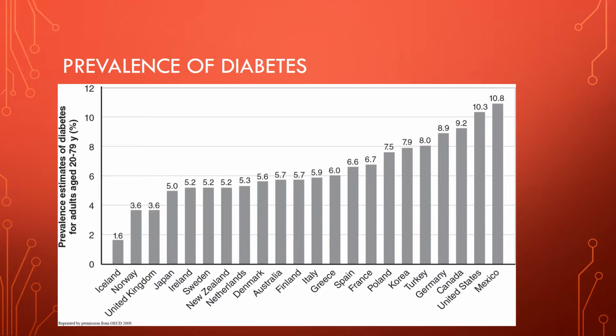So this is showing how common, or the prevalence of, diabetes in various countries in the world. This is the prevalence of diabetes for adults aged 20 to 79. And you can see that in the United States, right here, 10.3% of adults in that age range have diabetes. We are second only to Mexico in terms of diabetes prevalence. Iceland, Norway, the United Kingdom, Japan, those are some of the lower prevalence countries.